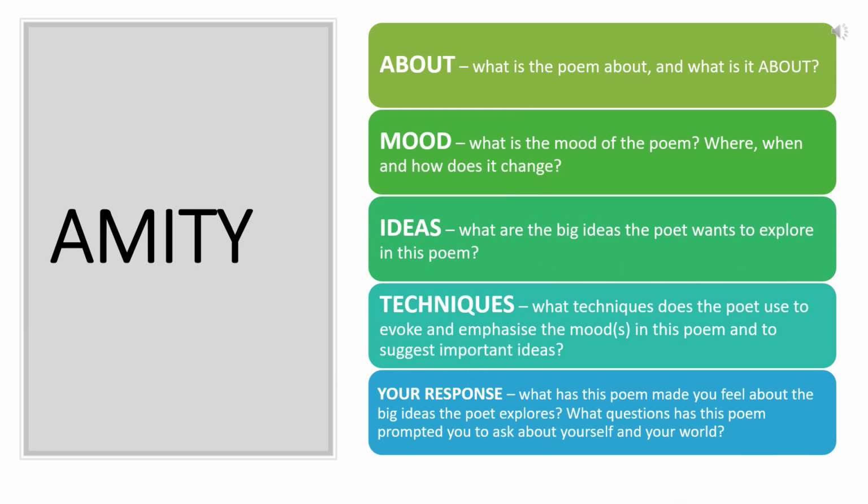You will remember that in the last series of lessons, Mrs. Elliot introduced you to Amity, which is the tool that we use to approach unseen poetry and to begin to make sense of these very dense, rich passages of text. We ask ourselves what the poem is about by asking basic questions like what's happening, who's speaking, when and where. We look at the mood and we look at how the mood shifts and changes. We consider the big ideas that the poet is trying to explore in this poem, and then we look at the techniques that he or she uses in order to explore those ideas or to evoke certain images and moods in the poem. And we always finish with your response.